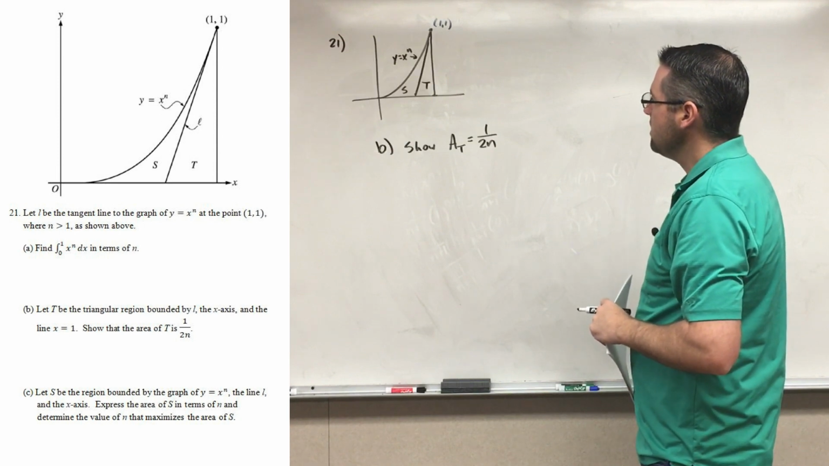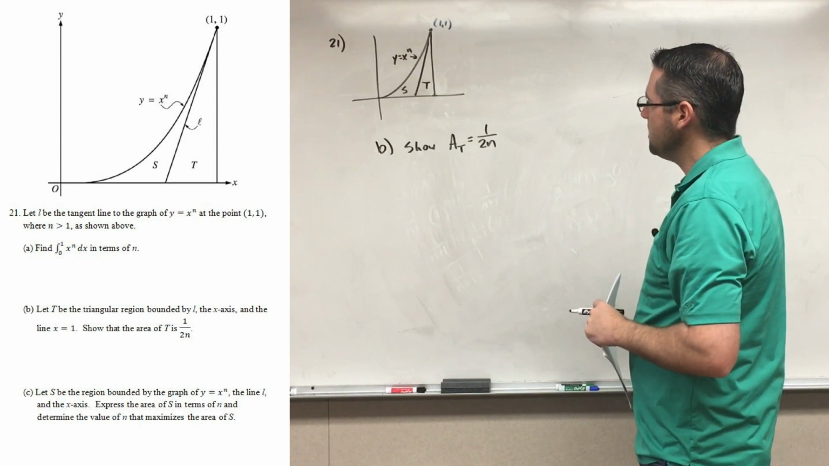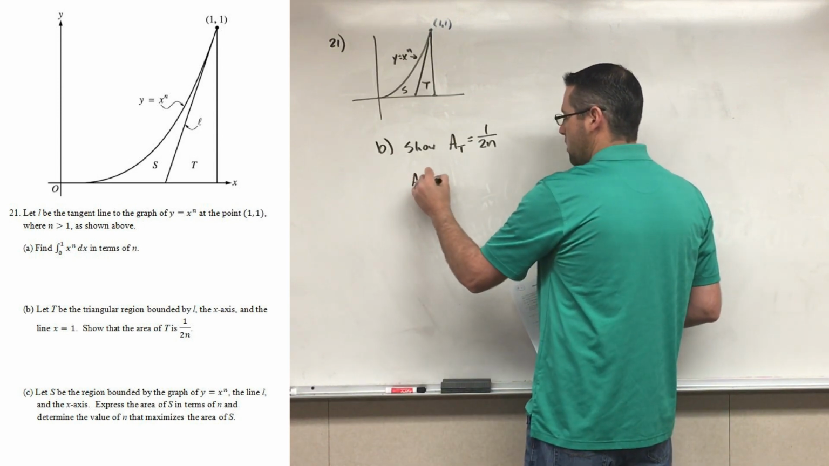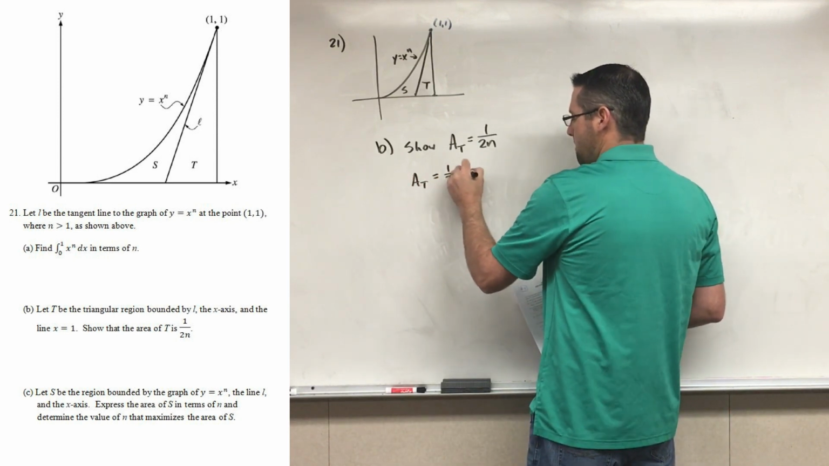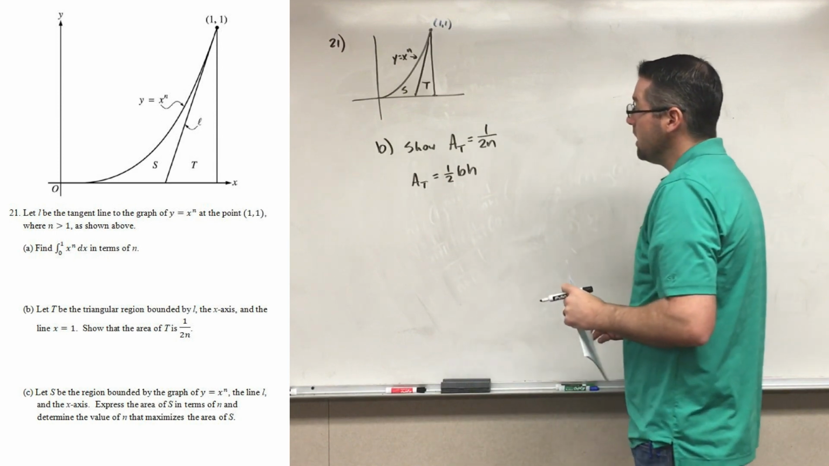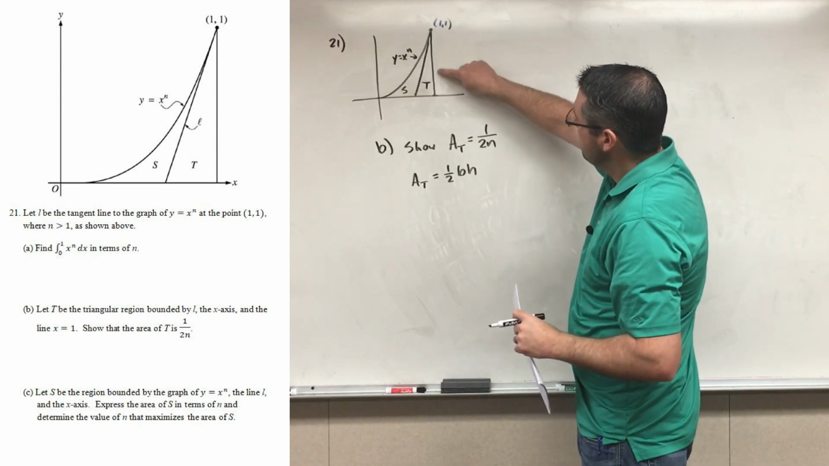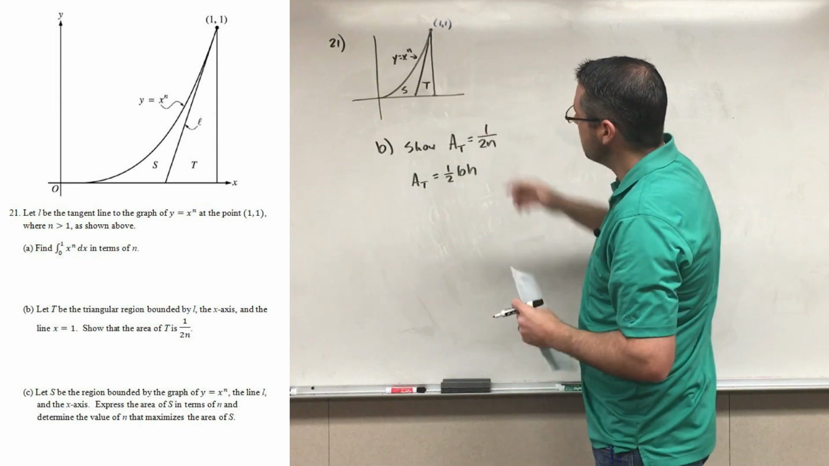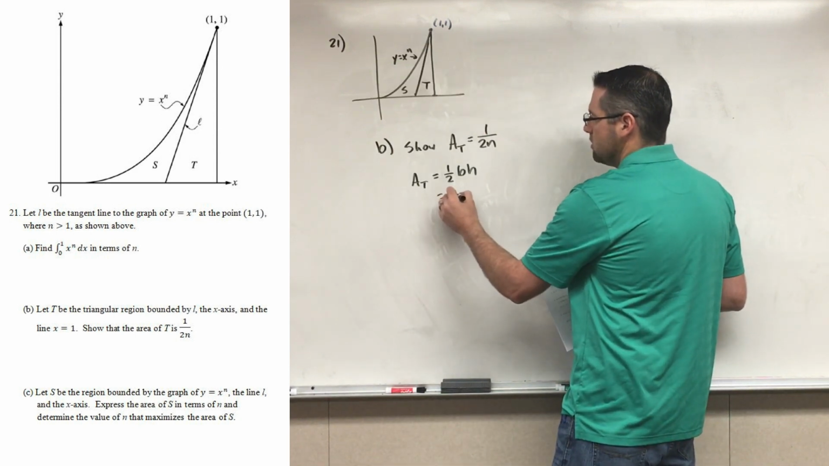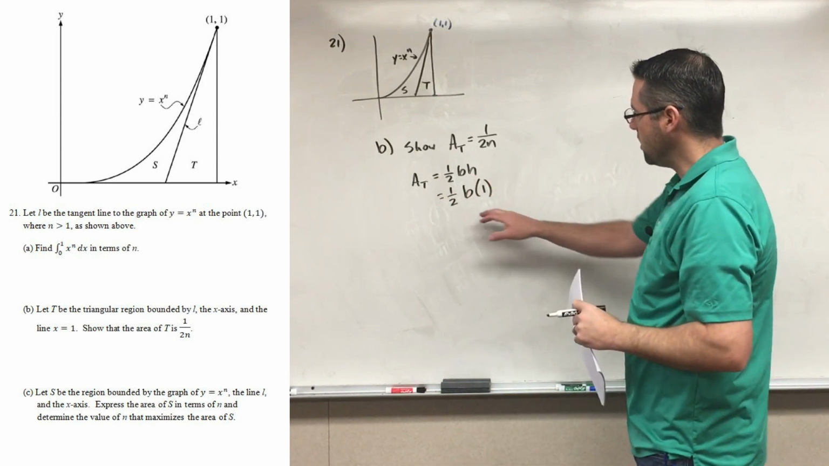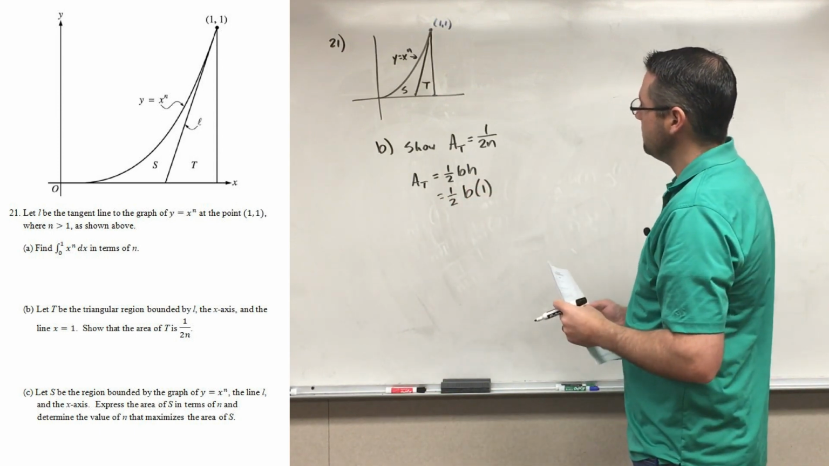Well, think about what it means to be the area of a triangle. The first thing I'm going to note is that the area of a triangle is 1/2 base times height. And so in this triangle, we've got it pretty easy in terms of the height here. The height is just 1, so that's nice. I'm going to replace that here. And so the big question is, what is b?